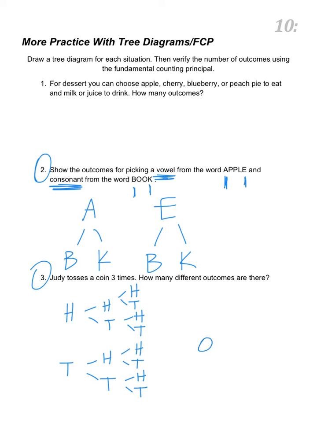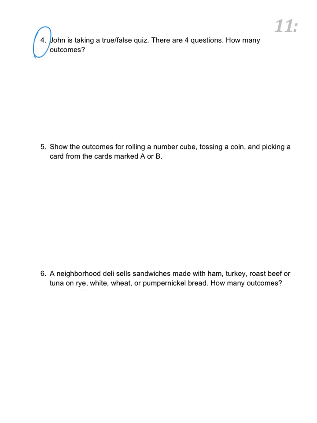You can check that using the fundamental counting principle. So you have 2 different outcomes, heads or tails, times 2 different outcomes again, times 2, and that does give you 8, so that's right. Alright, finally try number 4 and then check yourself with me.